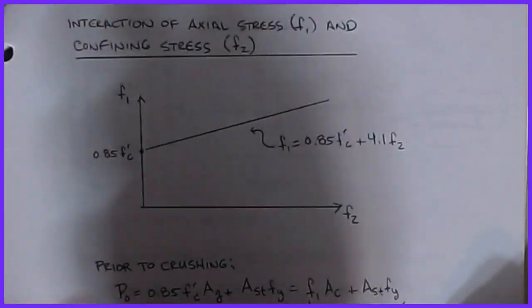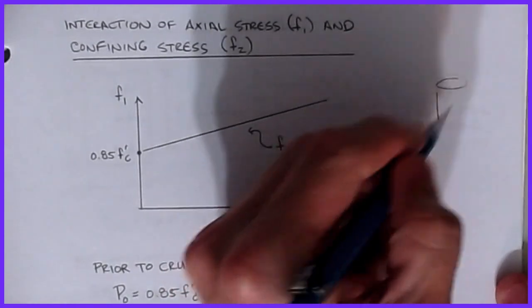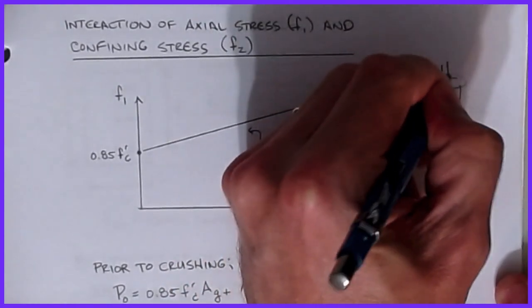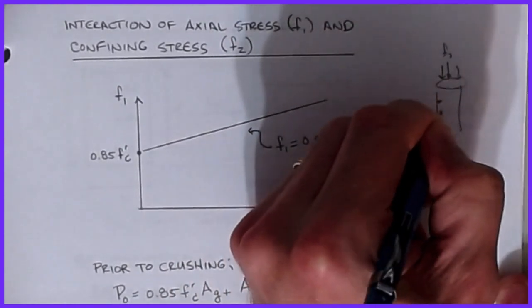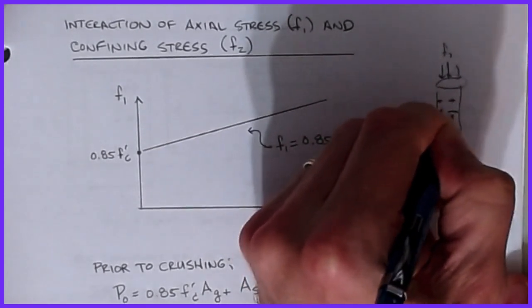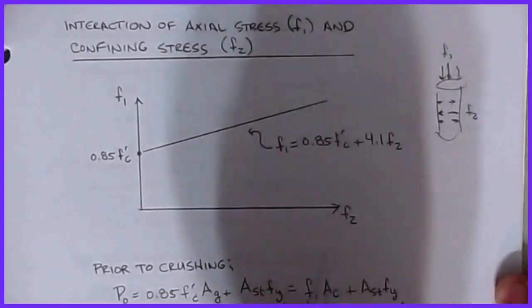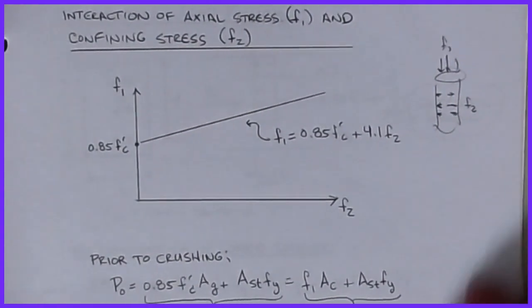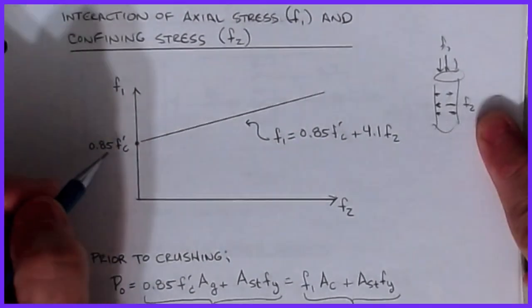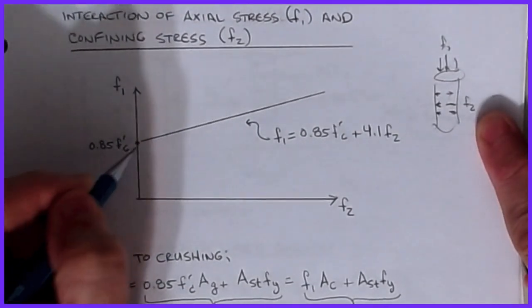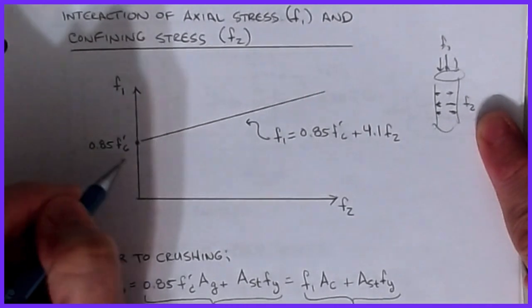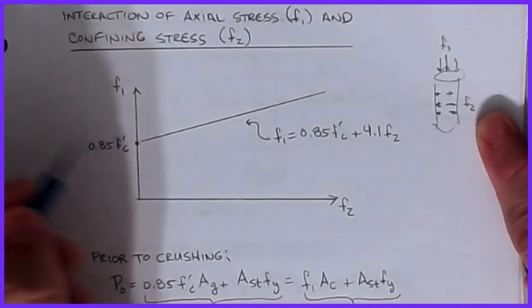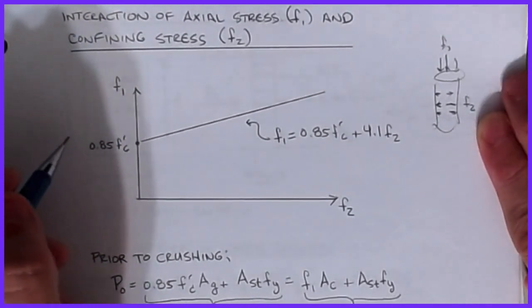Now what we want to look at is, what's the relationship between F1 and F2? What we've done is we've said I'm applying some sort of F1 in this direction and I'm pulling out something for an F2 in that direction. So there's an interaction that happens. When F2 is 0, F1's limit is 0.85 f prime c. That's just the pure compressive value. That's that Whitney coefficient again. This 0.85 f prime c shows up over and over again in our calculations.